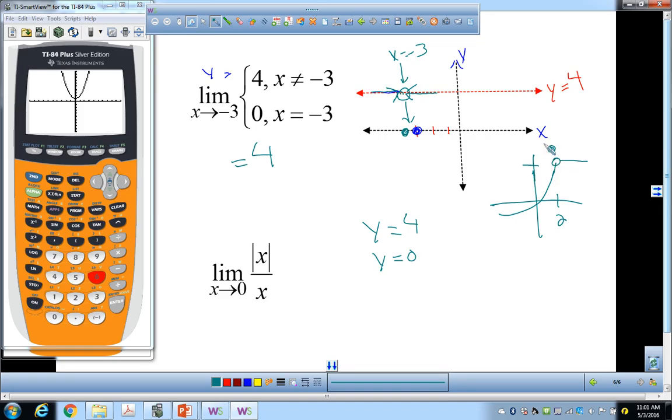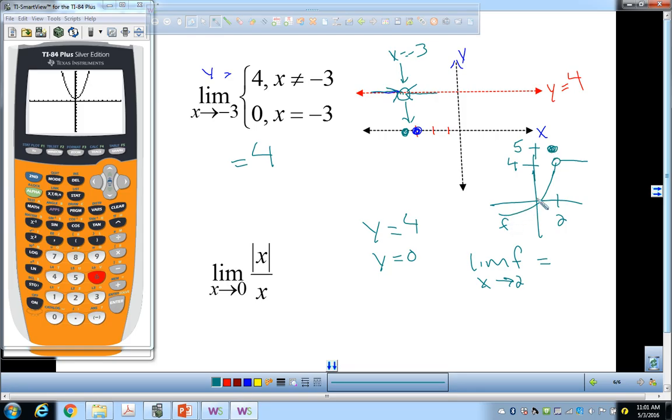So they love to do stuff like this. Say this value is 5, and this value is 4, and this is f, okay? What's the limit of f as x goes to 2? What value am I approaching as x approaches 2? 4. It's not 5, right?